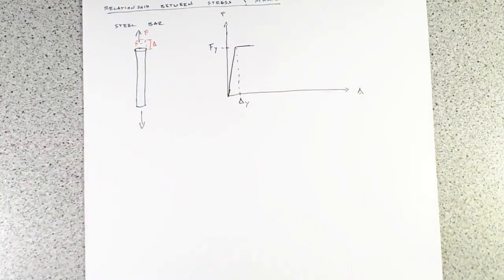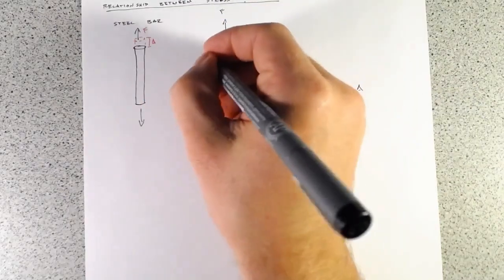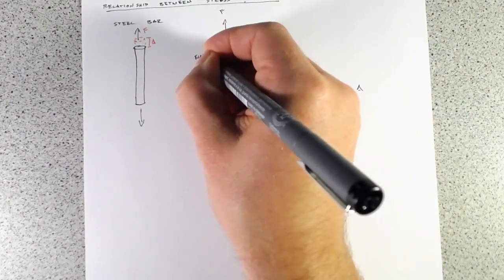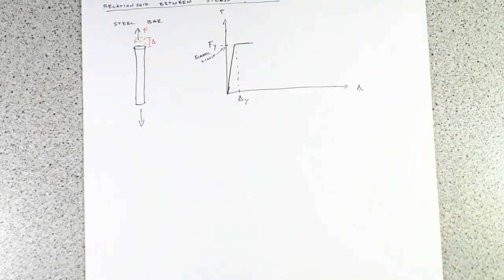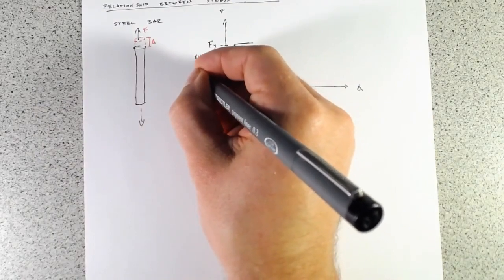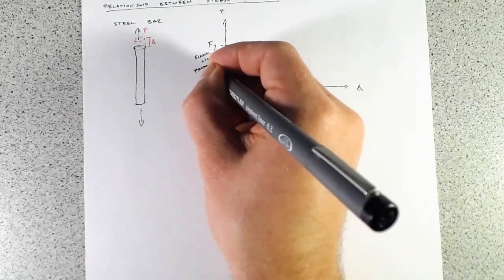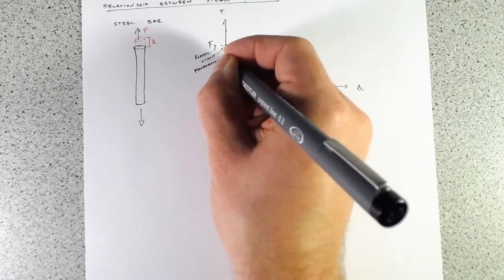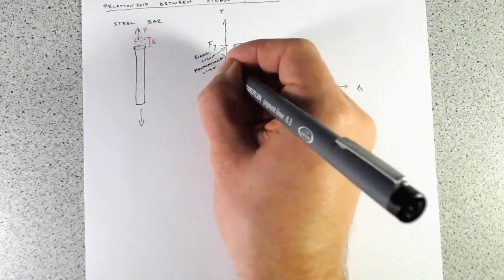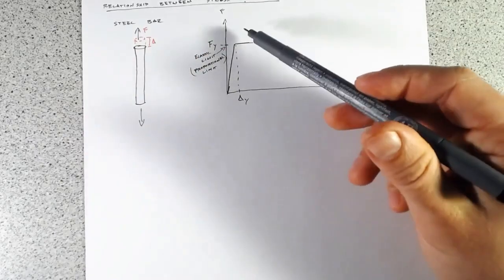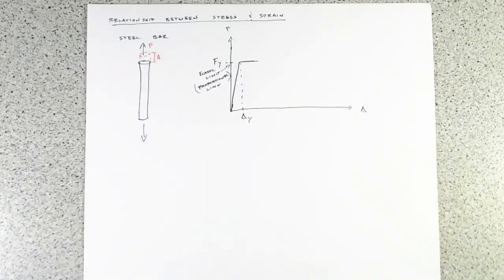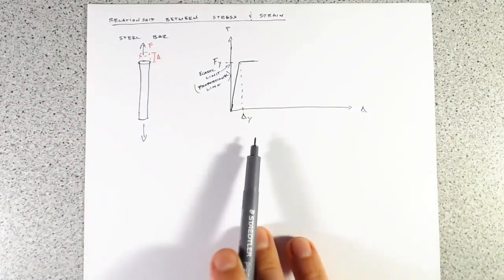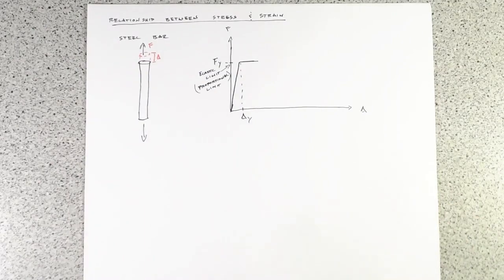So this is what we call our elastic limit, which is our yield line. It's also sometimes called the proportional limit, because you can see, because we're linear, we have a nice proportion between F and delta. So for a given displacement, we know that we're going to have an increase in force. But after this, we yield.